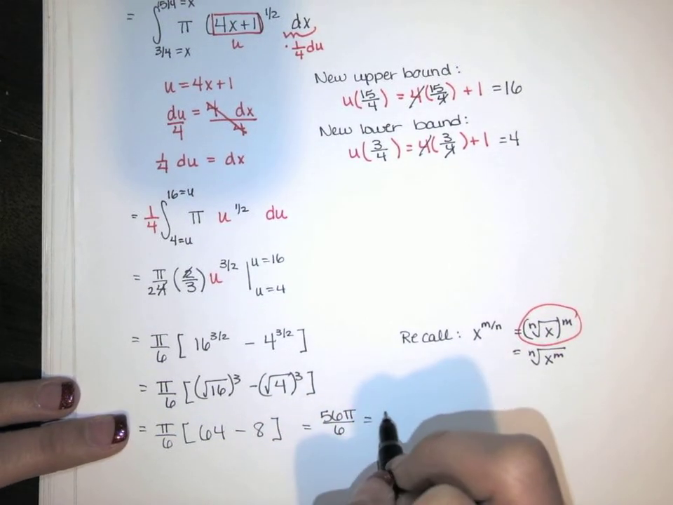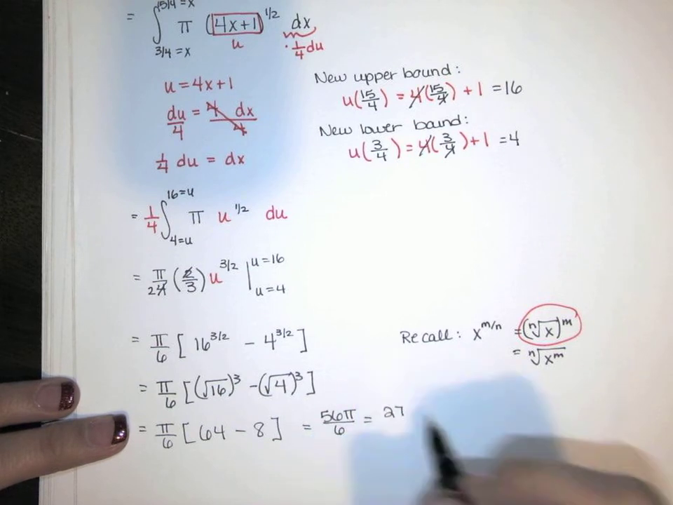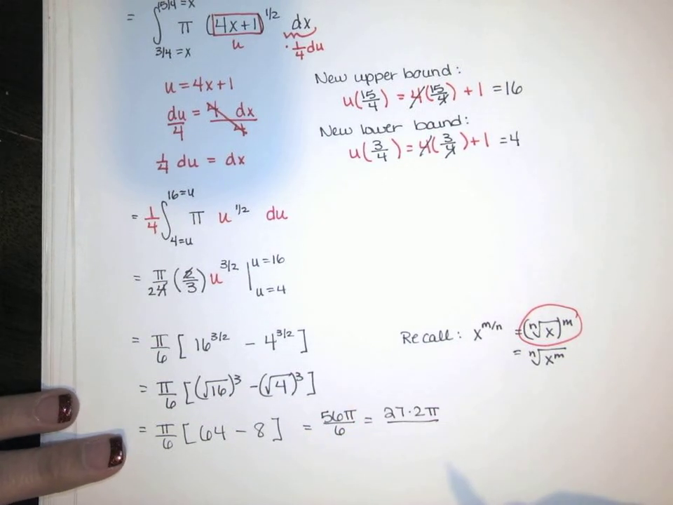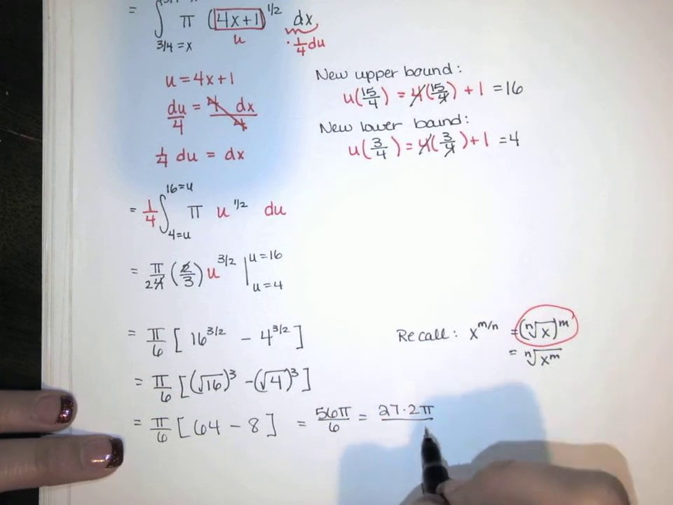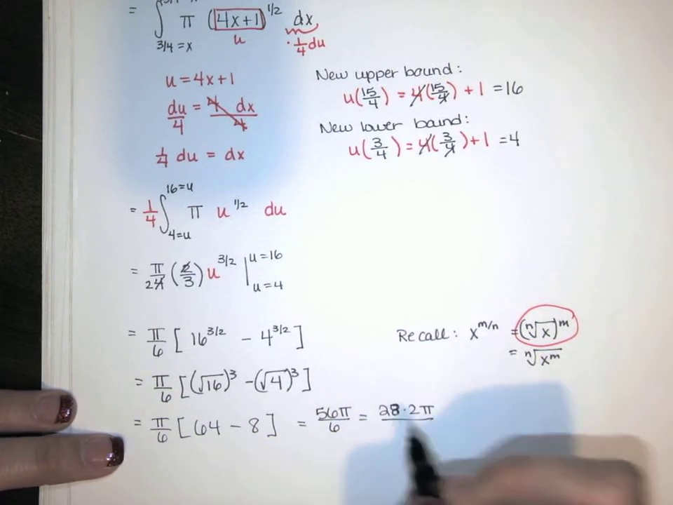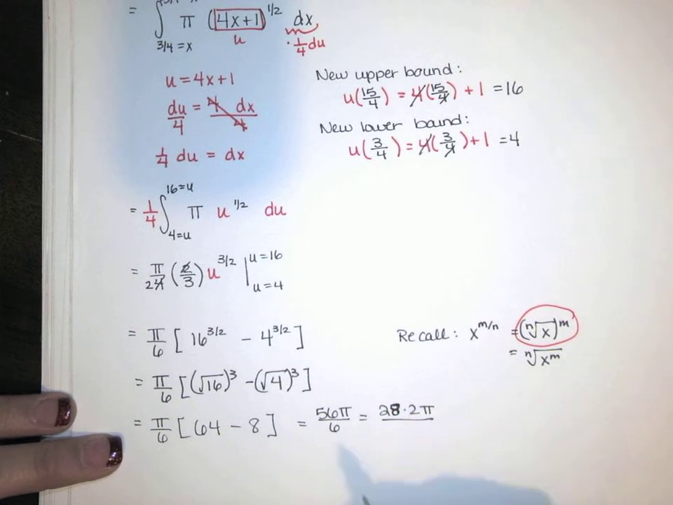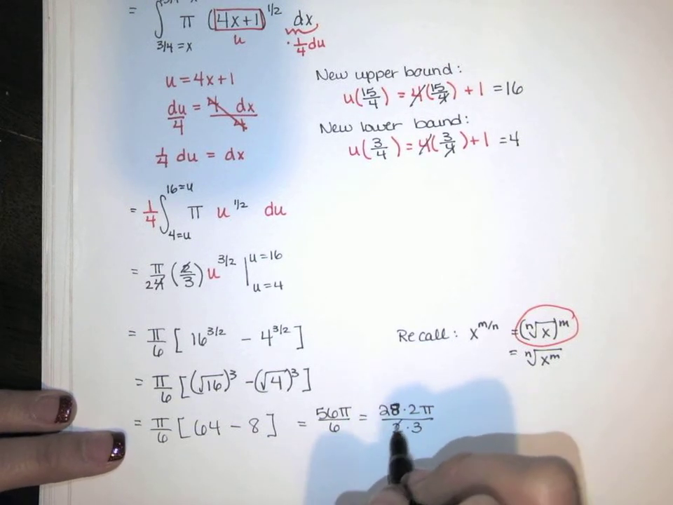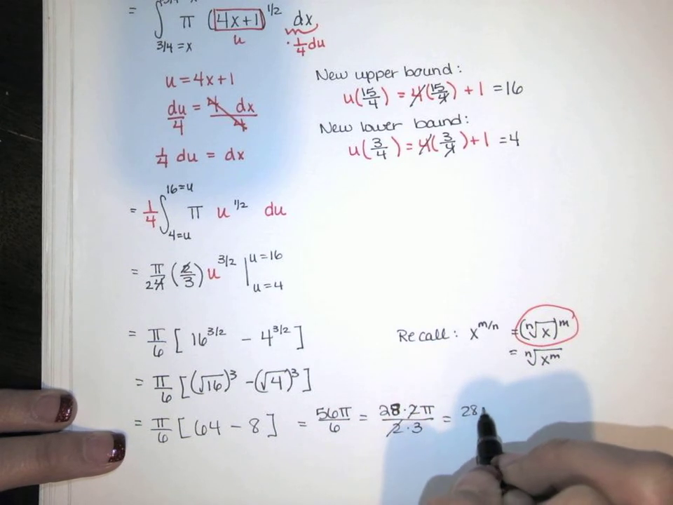And 56 is the same as, what, 27 times 2, and 6 is the same as, wait, is that right? No, it's not 27 times 2, it's 28 times 2. Excuse me. 28 times 2, and 6 is the same as 2 times 3. So those 2's reduce, and we get 28 pi over 3.